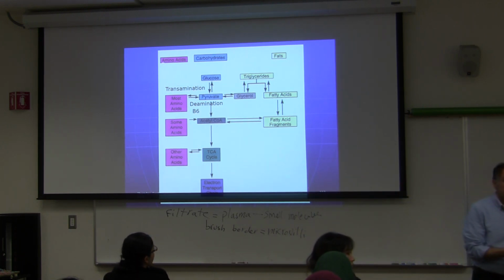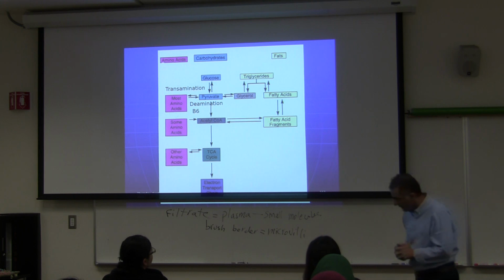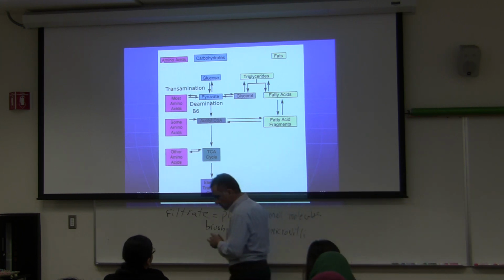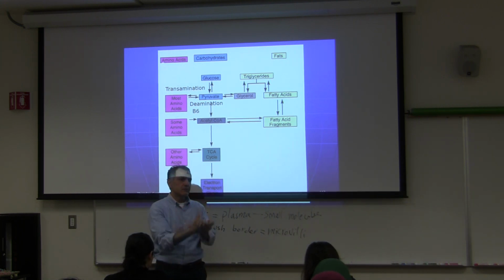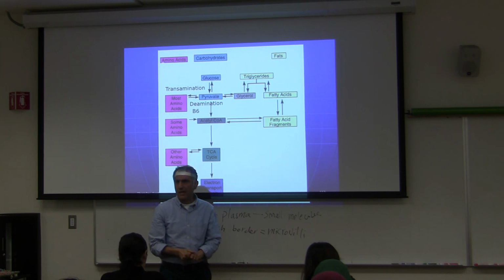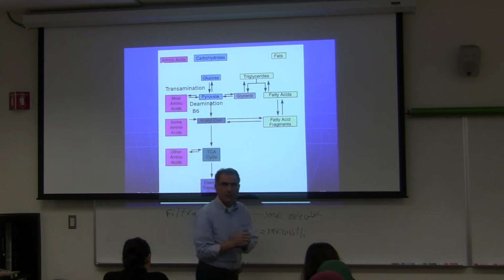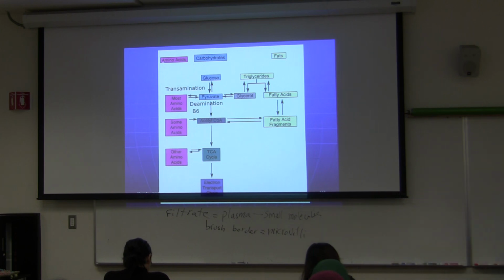Yes, ma'am? So triglycerides are the stored version of fat. Right. Triglycerides are stored in your fat cells, adipocytes. You know the term for it in this class: adipocytes. Any other questions before I go?